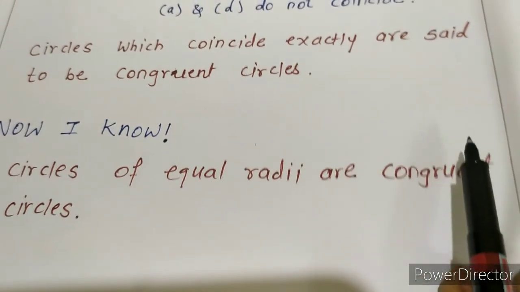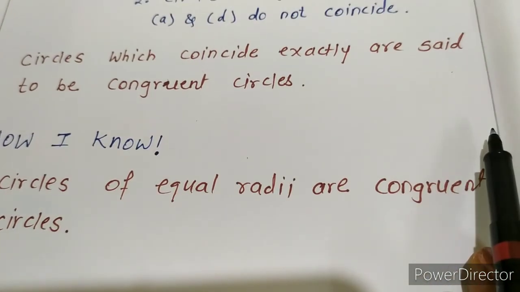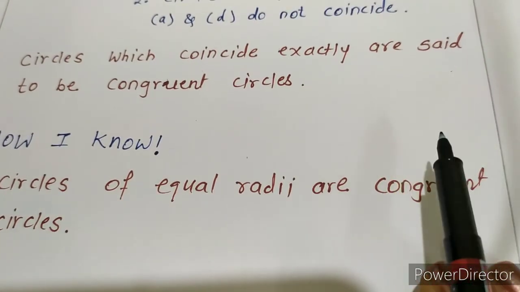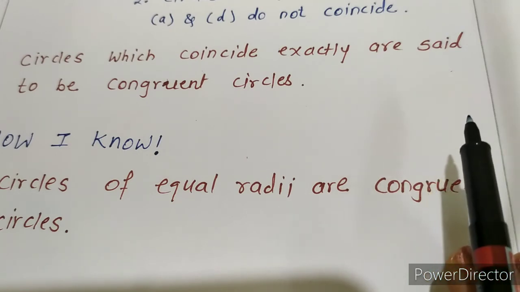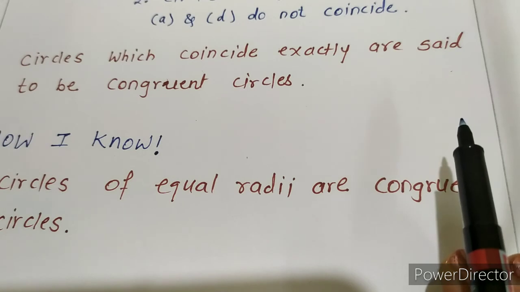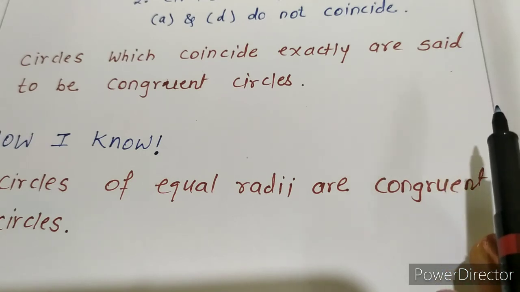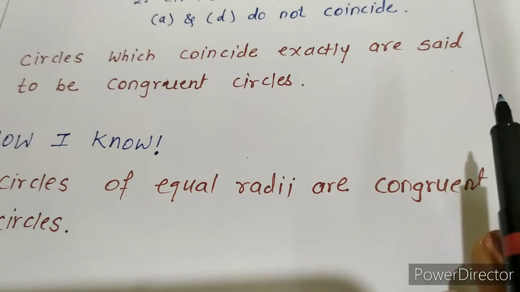So students, we learned congruency today. Try to do the activities given in your textbook. Complete practice sets 6 and 7 in your notebook, along with the 'now I know' of segment, angle and circle.